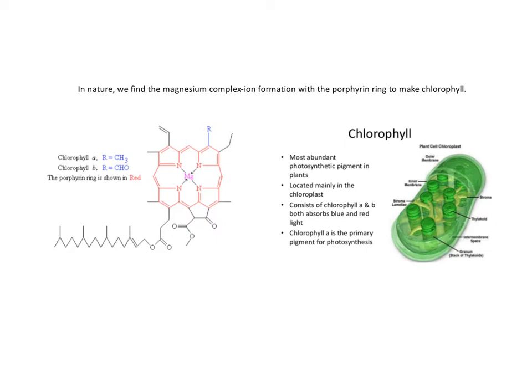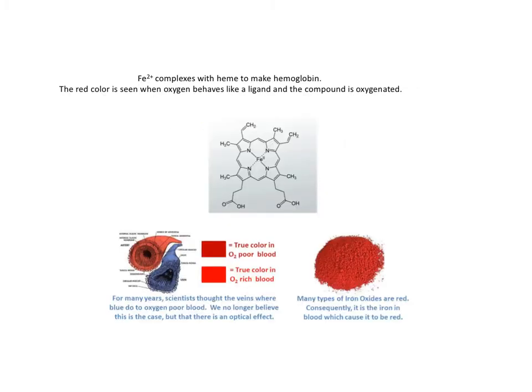So the color of the green leaves in trees and plants is associated with this magnesium porphyrin complex ion system. And then finally we have the complex with iron 2, and if you notice, this is called heme complexing with it, but it's very similar to the porphyrin that we saw in the last slide. And this is going to be the component of hemoglobin, and hemoglobin is going to be colored differently depending on whether there's oxygen present or not.